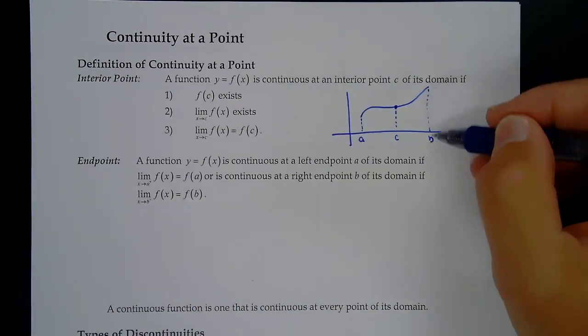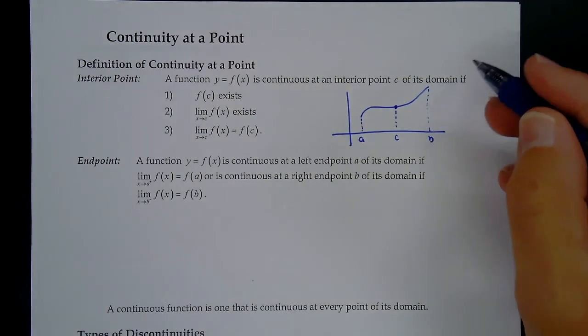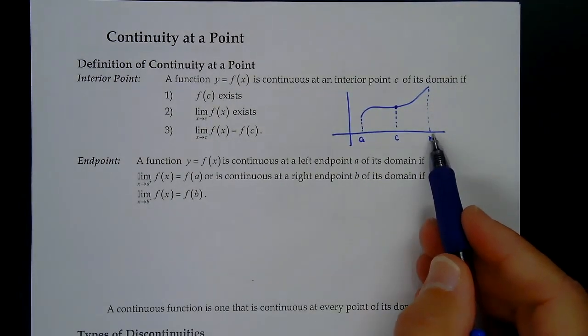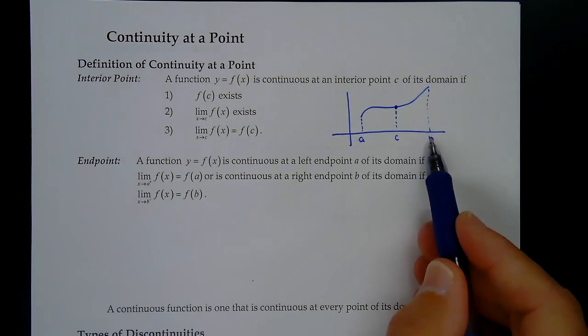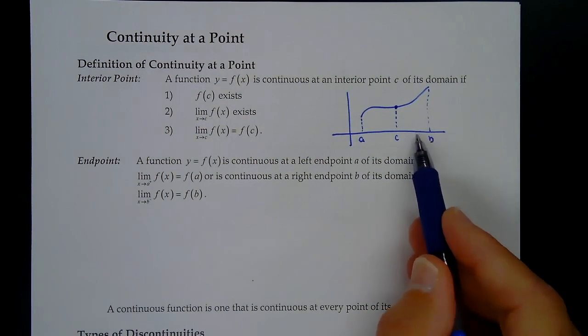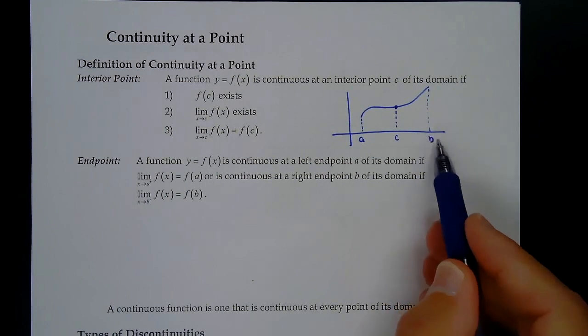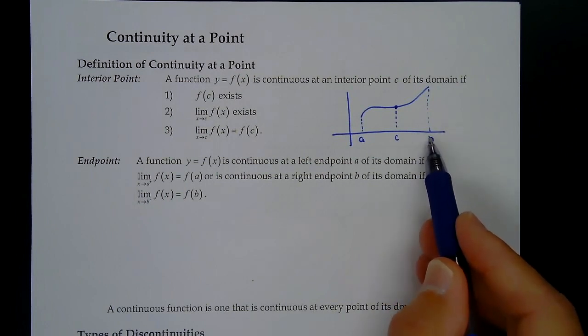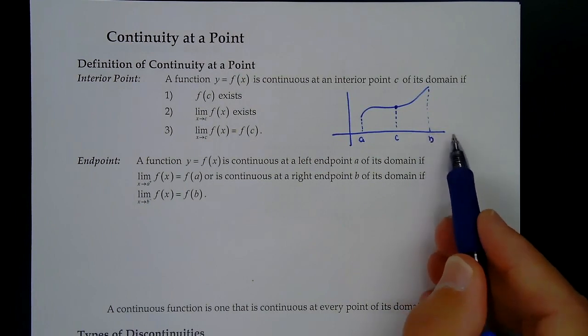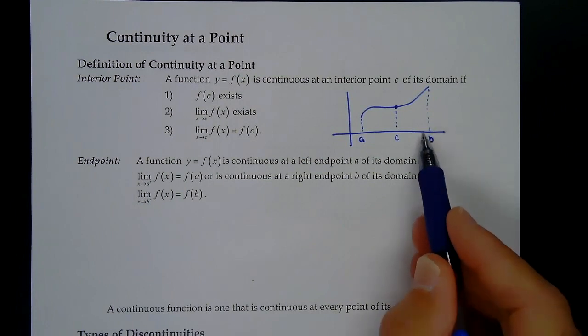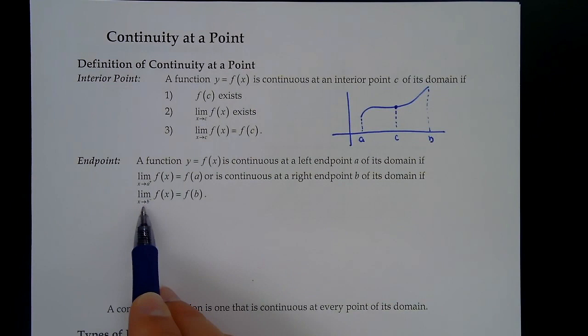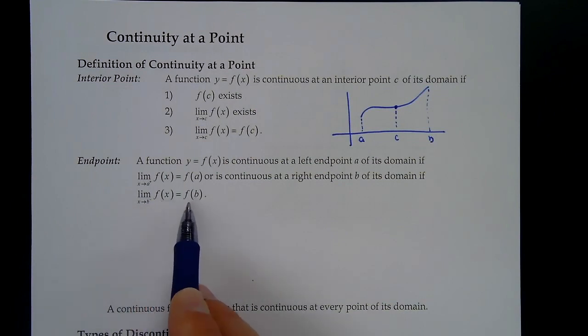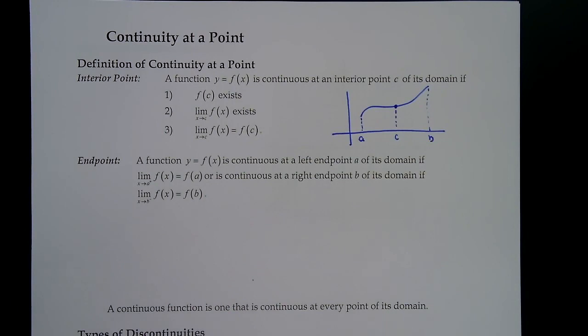For the right endpoint, for it to be continuous, we would have to look at the limit as x approaches this B value, but from the left. Why from the left? Well, we can't approach it from the right. There's no function out there because this is a right endpoint. It's the last point on the right, so there's no x values to the right that we could use. So we have to approach B from the left, and that's what this is saying. The limit as x approaches B from the left of f of x would have to equal the function value there. And if we show those things for left and right endpoints and an interior point, then we know the function is continuous.